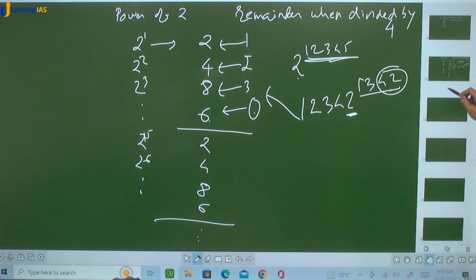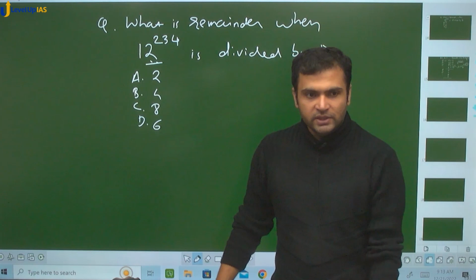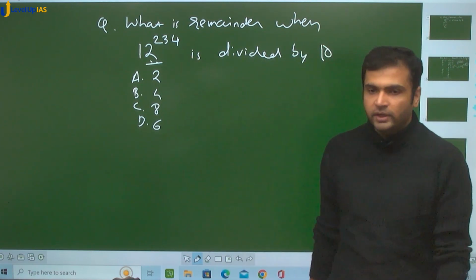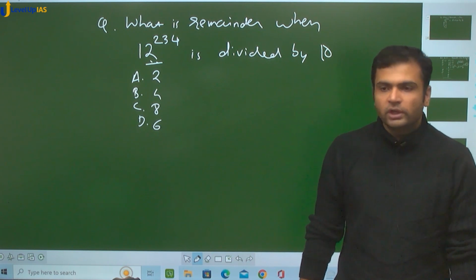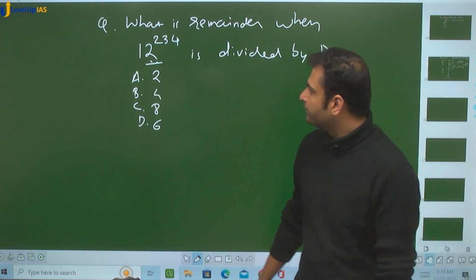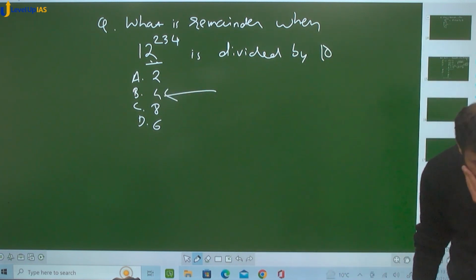In this particular question, see, the base has 2 as the units place, so you can use that particular test. And 234, where does this appear? 232 is divisible by 4. Why? 32 is divisible by 4. The remainder is 2, so units place would be 4.